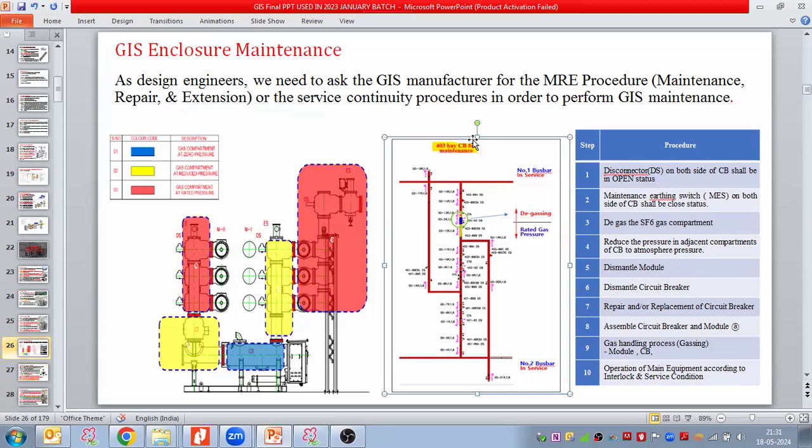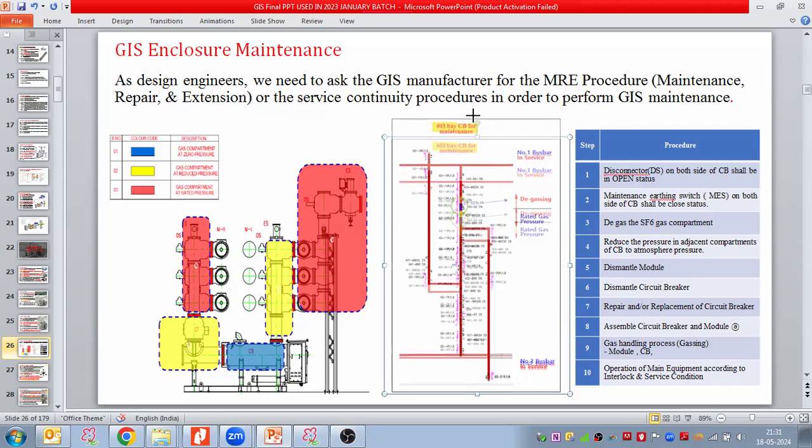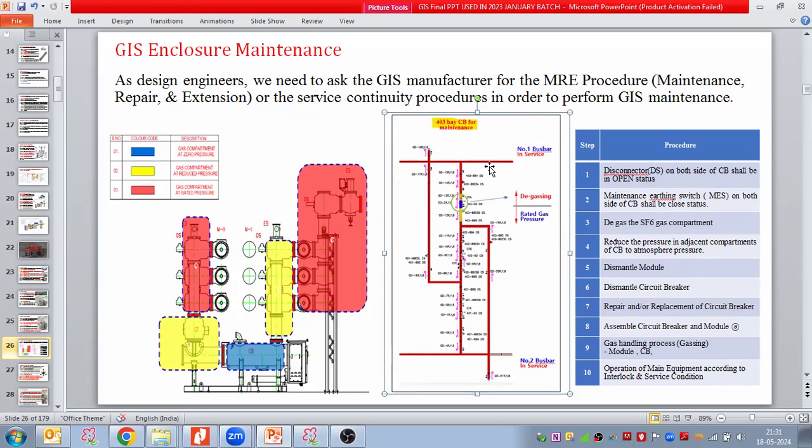So here we have the gas SLD. This is a one and a half breaker scheme SLD. So bus bar 1, bus bar 2, and then here we have bay 1. This bay is a line coming from this side, and then here we have bay 2, this line coming to the upper side, and here we have the tie bay. This portion is the tie bay. Now, if in case we require this filter or this bay maintenance, in that case how will we do this? So this is an example of the MRE procedures.